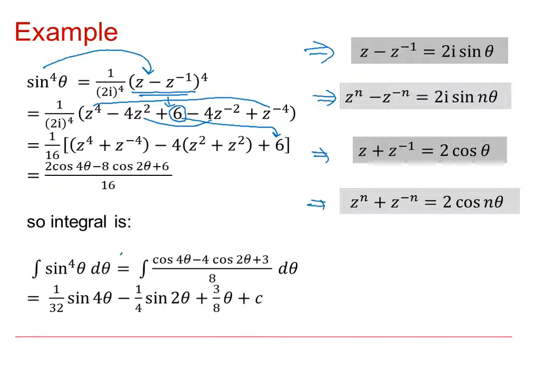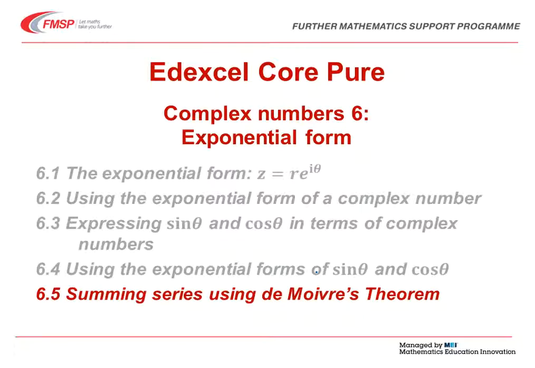And then by bringing a half back in, so we rewrote 16 as 8 in order to bring the half back in, and then use our definitions of cos 4 theta and cos 2 theta. That allowed this tricky integral to become a much easier integral, which we could do by inspection. In the next video, we're going to be looking at summing series using de Moivre's theorem.